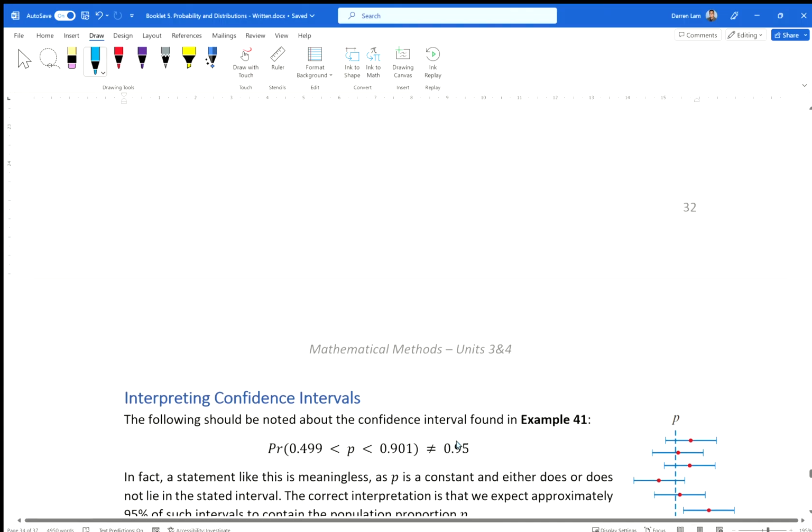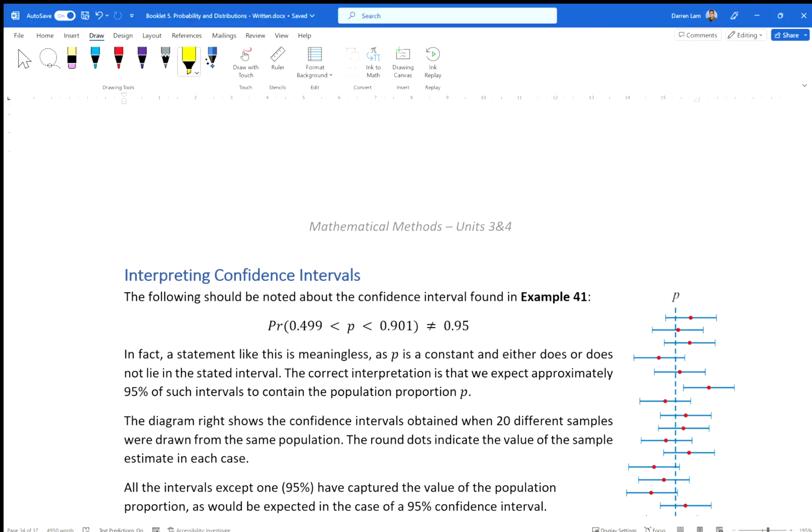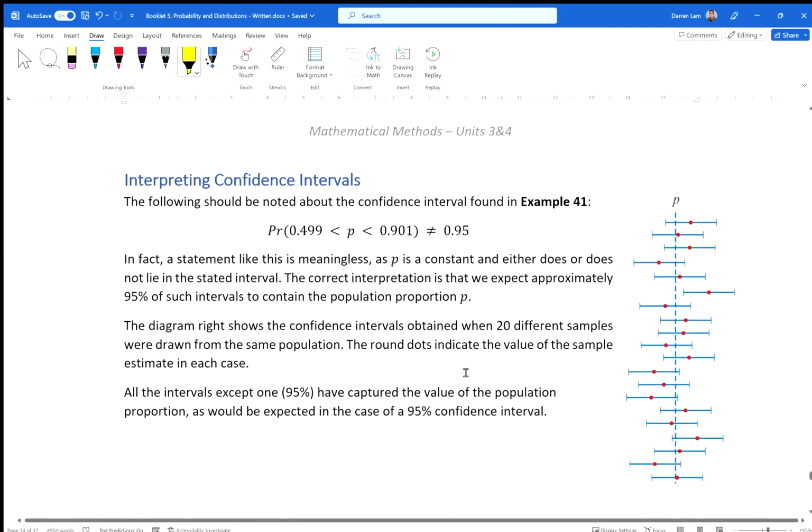This is the answer from before, 0.499 to 0.901. Please be very careful how you say it. This is something that in the new study design, Vega has neglected a little, but by definition is incorrect. So, the probability that P is between 0.499 and 0.901 is not 0.95. A statement like this is meaningless as P is a constant and either does or does not lie within a stated interval. The correct interpretation, and this is essentially a copy-paste, you should be able to just copy-paste it into your answers.